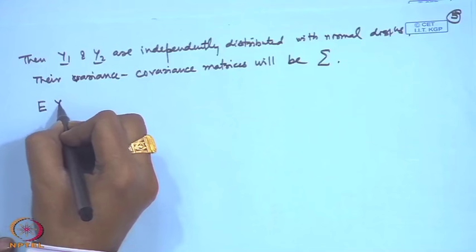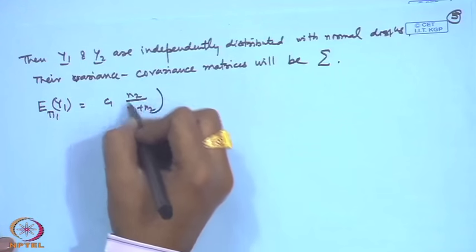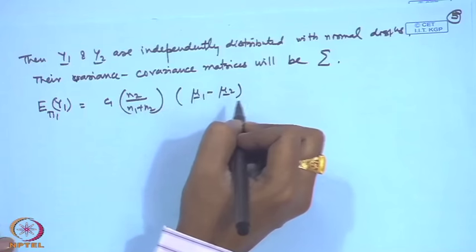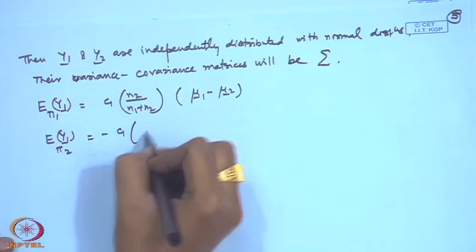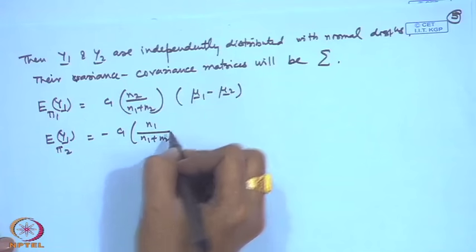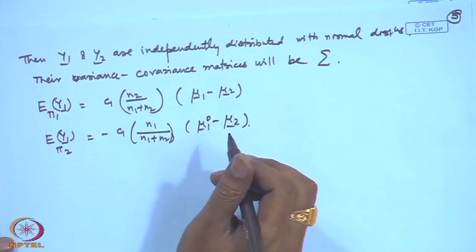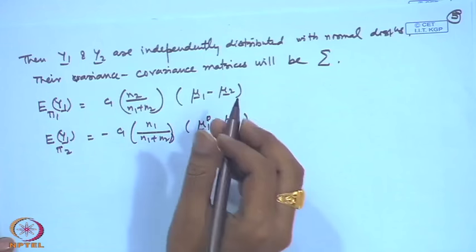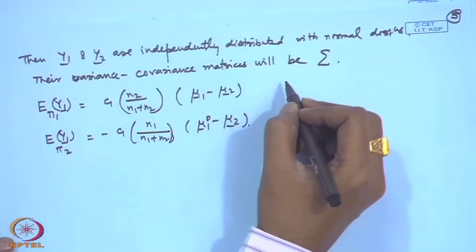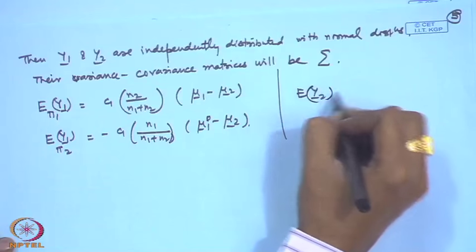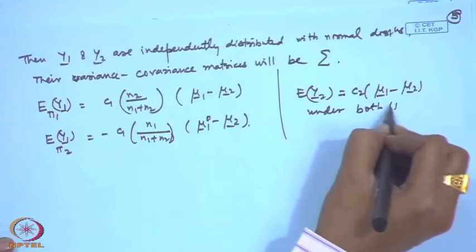Then expectation of y1 under pi 1 will be equal to c1 times n2 by (n1 plus n2) times (mu 1 minus mu 2), and expectation of y1 under pi 2 will be equal to minus c1 times n1 by (n1 plus n2) times (mu 1 minus mu 2). The term y2 does not involve x, so this expectation will be the same for both. That means expectation of y2 is always equal to c2 times (mu 1 minus mu 2) under both pi 1 and pi 2.